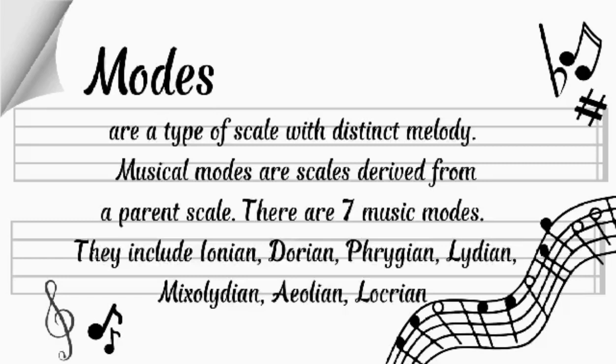Modes. Modes are a type of scale with distinct melody. Musical modes are scales derived from a parent scale. There are 7 music modes. They include Ionian, Dorian, Phrygian, Lydian, Mixolydian, Aeolian, and Locrian.